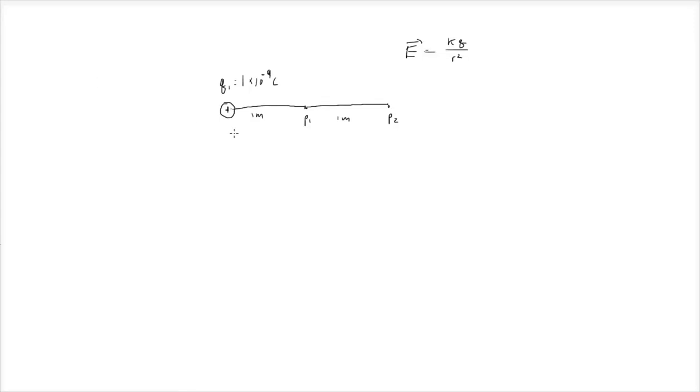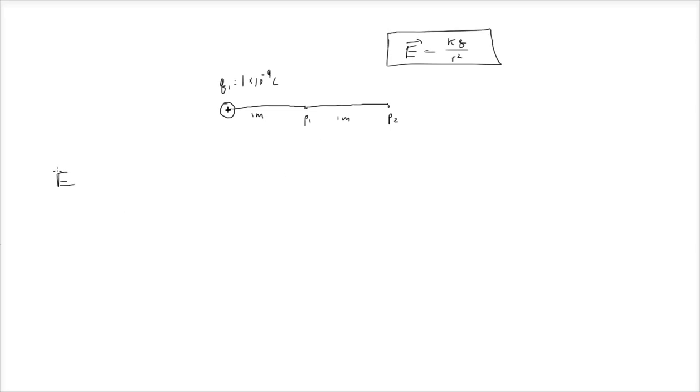Okay, in this video we're going to talk about electric field. I have Q1, which is here, and it's a charge of 1 times 10 to the negative 9 coulomb. I'm going to try to find the electric field at P1 and P2. P1 is 1 meter away and P2 is 2 meters away. And just to remember, this is the equation for electric field.